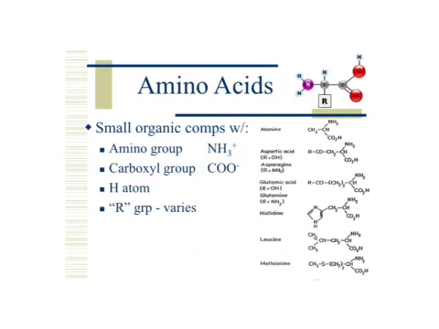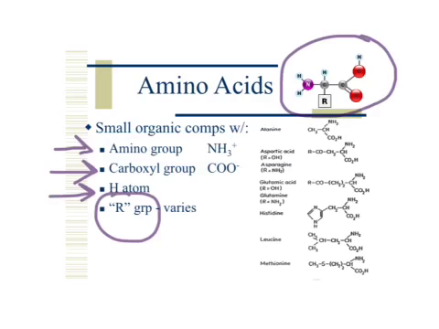So amino acids are the building blocks of proteins. They are small organic compounds that are composed of two functional groups, the amino group or the amine group, and the carboxyl group. On one side of the carbon is going to be a hydrogen atom, and then something called an R group, which varies according to the amino acid. So this diagram up here is kind of a generalized amino acid. Notice there's an amino group on one side here. There's a hydrogen on one side. There's a carboxyl group here, and then you have your R group. So the R group changes.